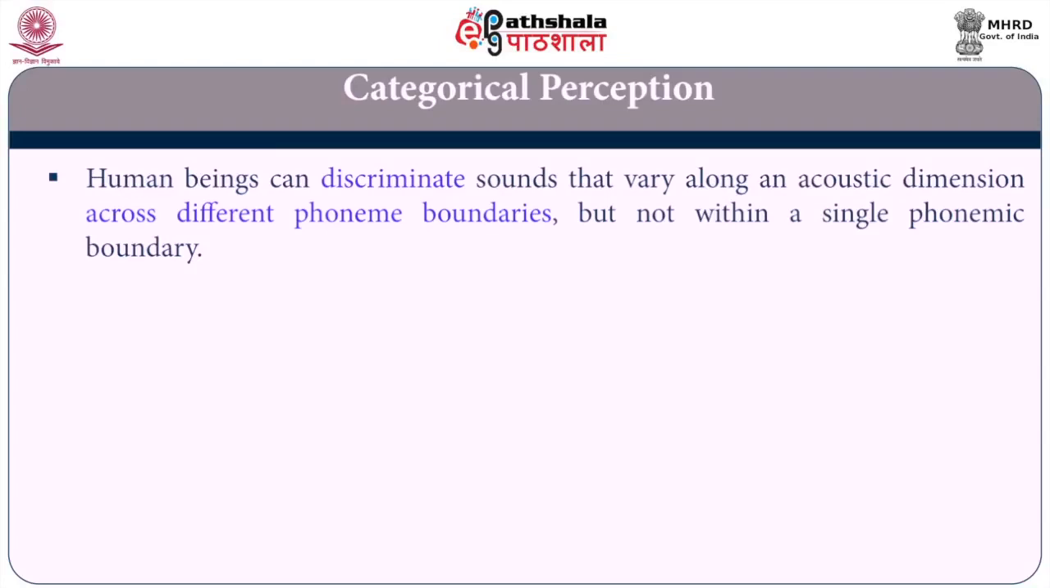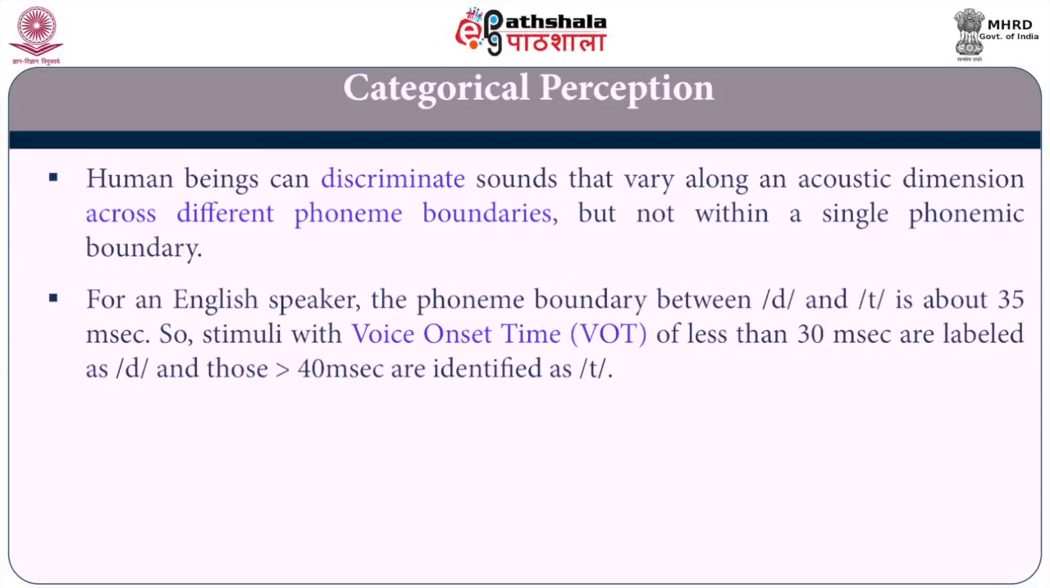How much acoustic information do you need to identify something as pa? And does that acoustic information change from native speaker to native speaker? So these are the questions that researchers on categorical perception address. So for instance, for English speakers, the phoneme boundary between ta and da is about 35 milliseconds.